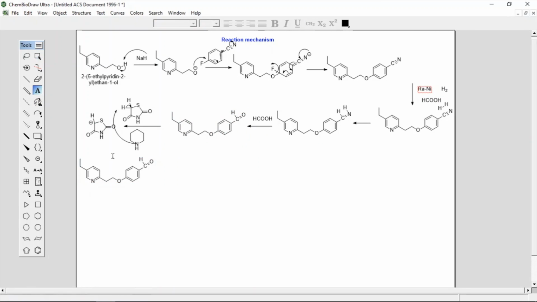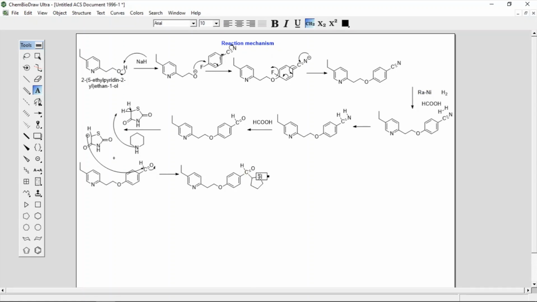So your sulfur, oxygen, and a negative charge on oxygen. Now in the next step, it takes hydrogen from this base piperidine. So now this piperidine is protonated, because after taking that hydrogen, it becomes protonated.